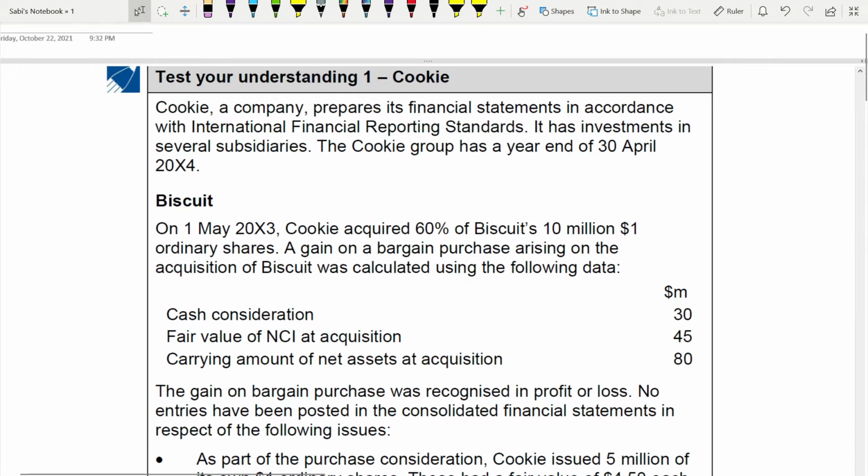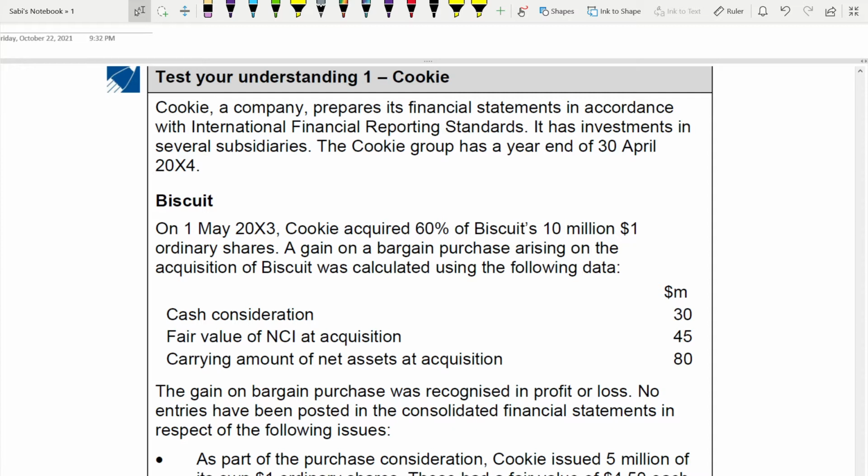When you go to SBR, if you see the revision kit or your past papers, you know question 1 is always on group accounting, worth 30 marks. So this test your understanding 1 is a very good question for all your group accounting questions. If you understand one question properly, you have understood everything about group accounting.